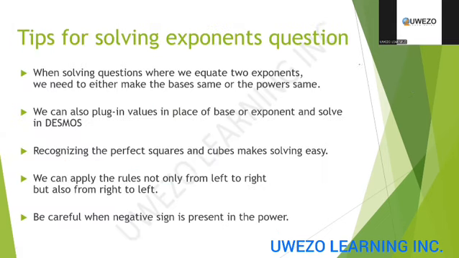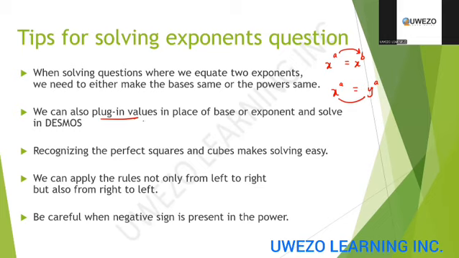Now, here are some tips to solve questions on exponents. If you have two exponents where the bases are the same, suppose we have x to the power a equals x to the power b, that means a is equal to b. Similarly, if the bases are different but the powers are the same, so we have x to the power a equals y to the power a, then x and y must be equal.